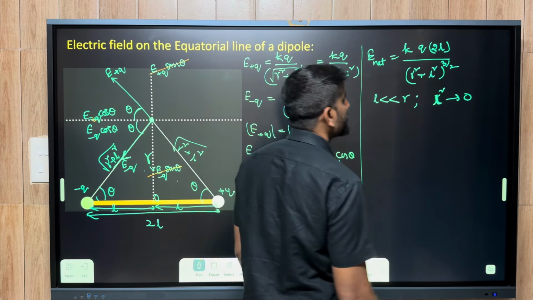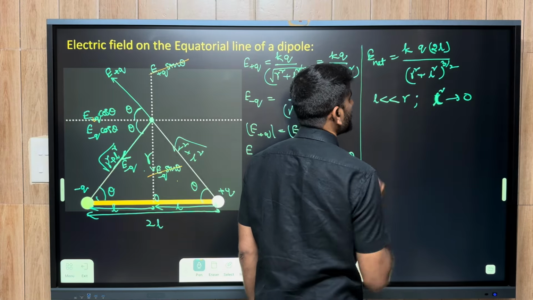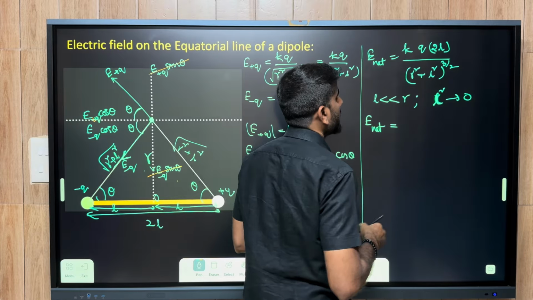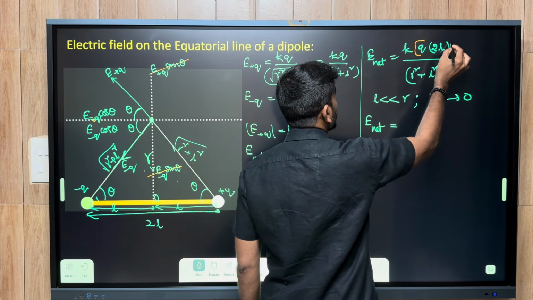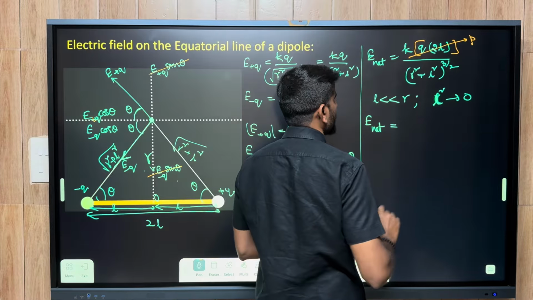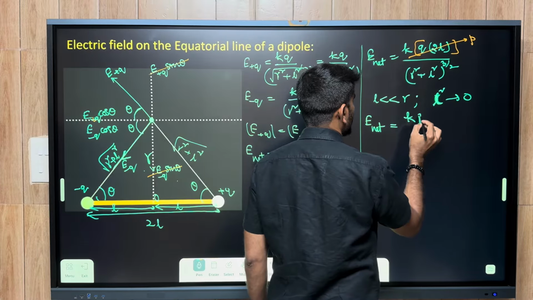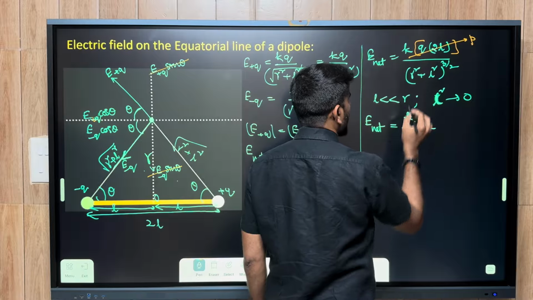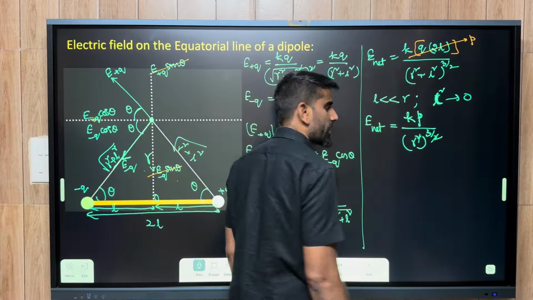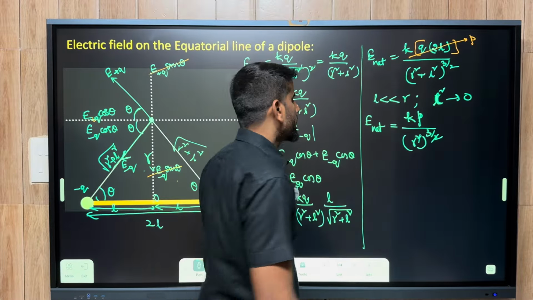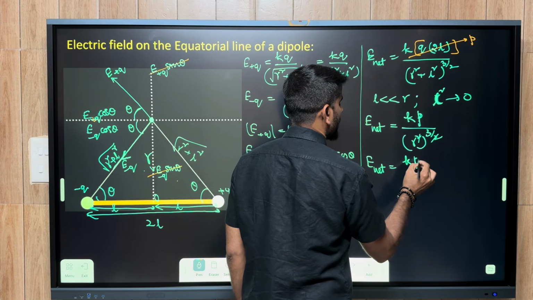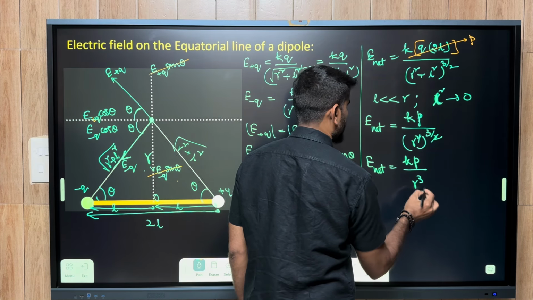Right? L square tends to 0. If L square tends to 0, then E net, and I am already telling you this Q into 2L is nothing but dipole moment P. So I am writing the equation as K P by R square whole to the power 3 by 2. This 2 will get cancelled. Then E net is equal to K dipole moment P by R cube.